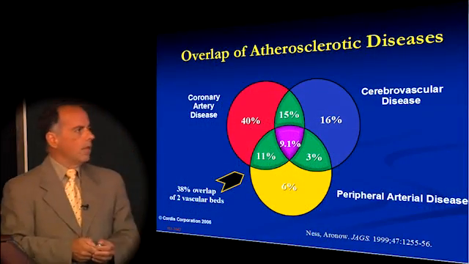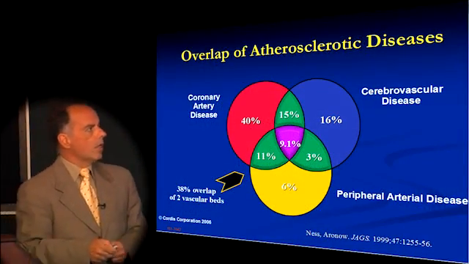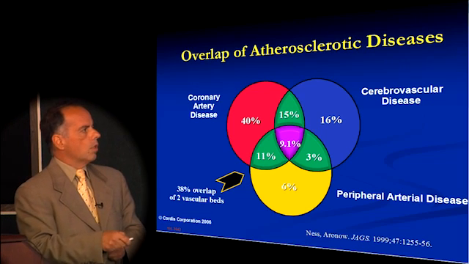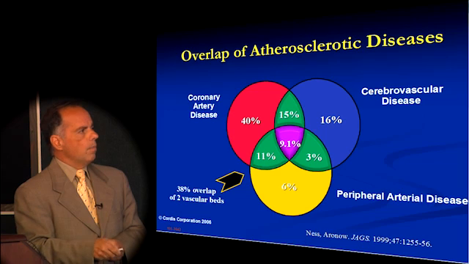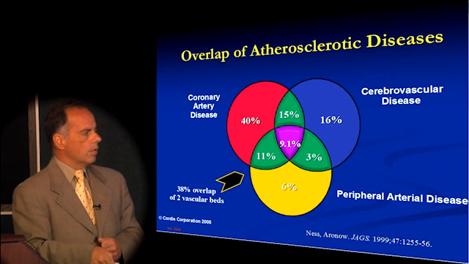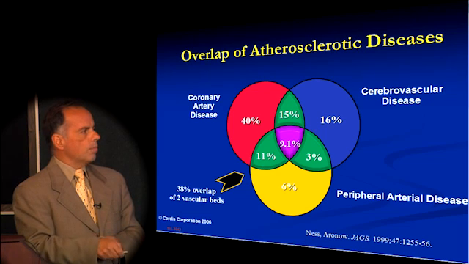And what this slide basically wants to show you here is that you don't only have coronary artery disease. Now, some people just have coronary artery disease. Some people just have cerebrovascular disease, like strokes. And some people, very few, have only peripheral arterial disease. But 38% of all of these patients have overlaps.